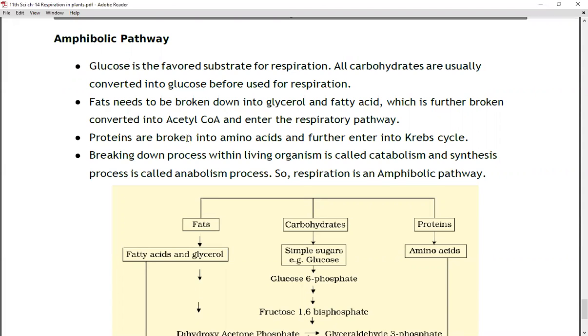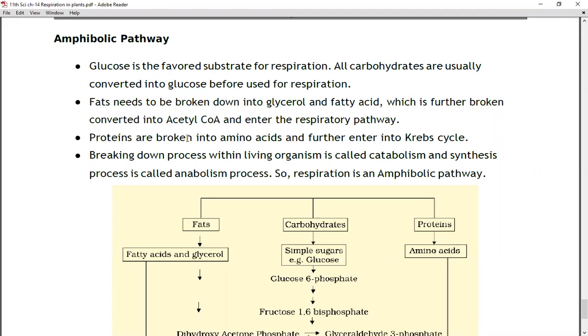In the same way, fat needs to be broken down into glycerol and fatty acids, right? So even the fats, that is the lipids, are broken down into two parts. The first is the fatty acids and the second is the glycerol. And these fatty acids and glycerol are further broken into acetyl CoA and they enter into the respiratory pathway.